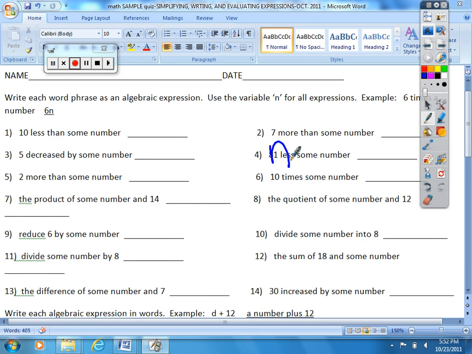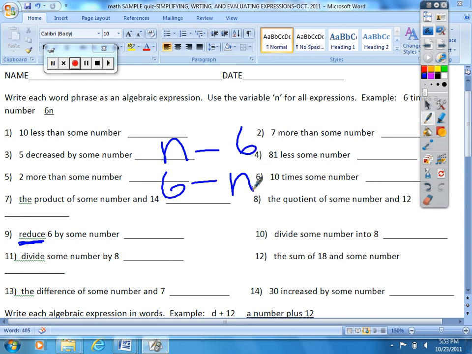I don't have n 12s. I've got 12 n's, and that makes sense. Alright, let me do a couple more of these. Reduce 6 by some number. I can't do them all or we'll never get done. I've got 2 choices. Reduce means to subtract. It could be n minus 6 or 6 minus n.